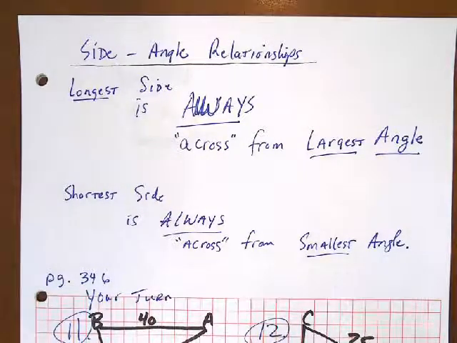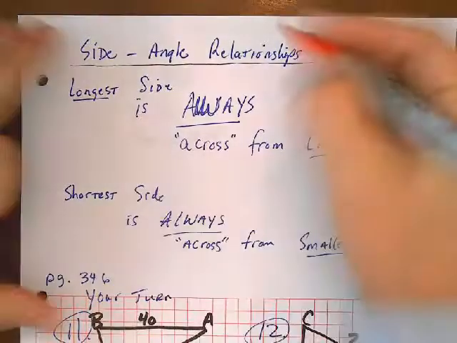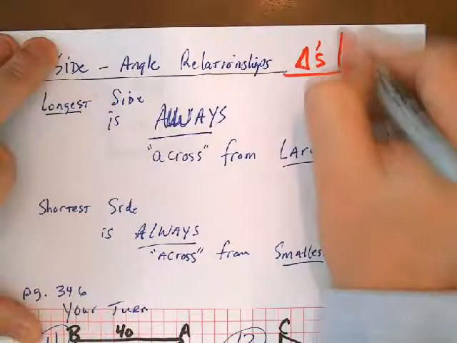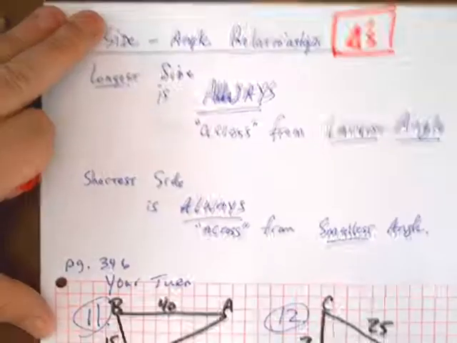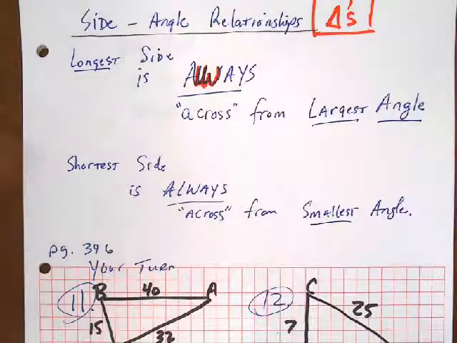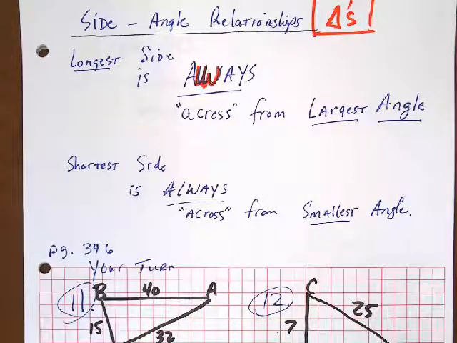When we're thinking of side-angle relationships within triangles, the longest side is always across from the largest angle. The longest side is always across from the largest angle.